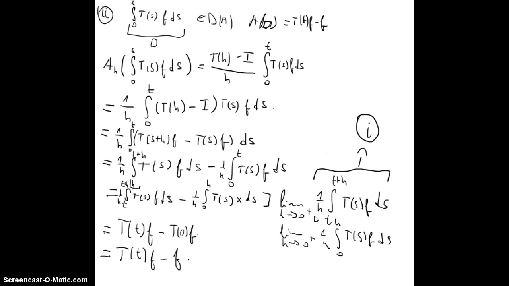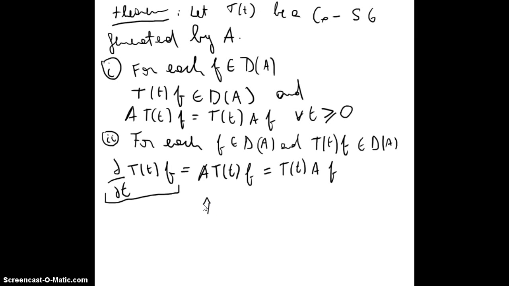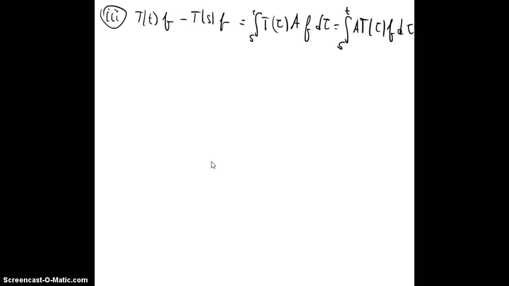Well, here we arrived to that. Okay, so for the third one, we have to recall the theorem that we proved before, number 2, that we had that d/dt T(t)f is equal to A T(t)f, equal to T(t)Af. Okay, and we will use it, just integrating, we will obtain the result.